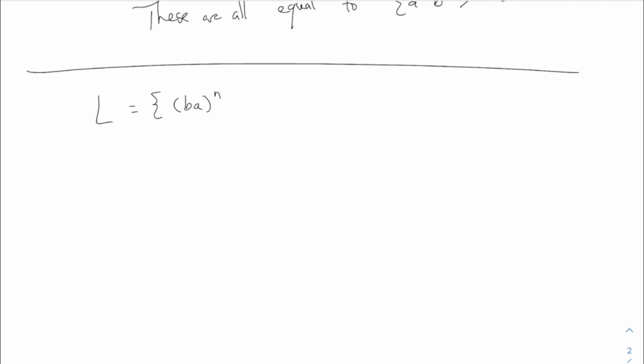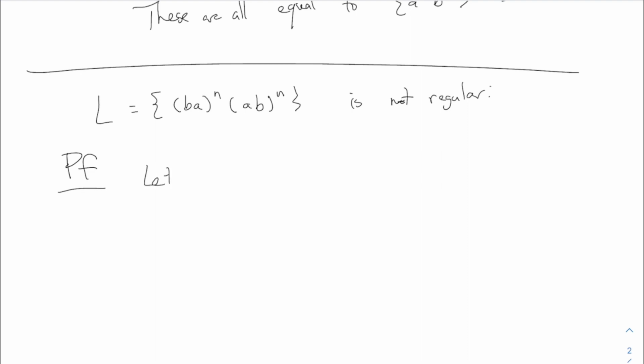BA to the power n followed by AB to the power n. This one is not regular. Your job is to show it's not regular. How do you do that? I mean, really, would you mind if I say, we're really writing like a little proof every time, although in these examples, the structure of the proof will be basically the same every time.